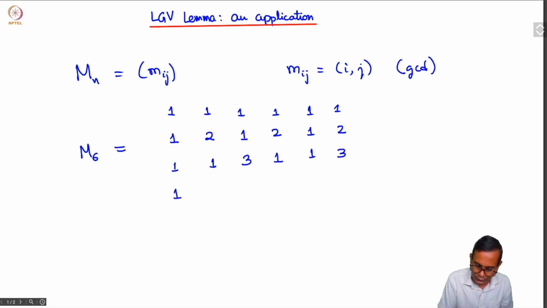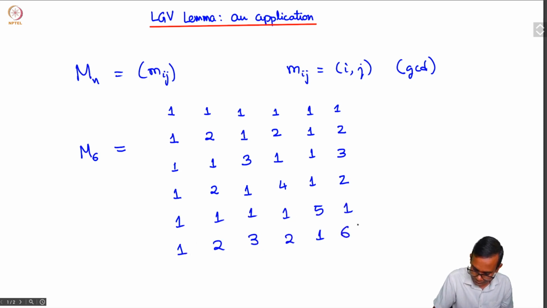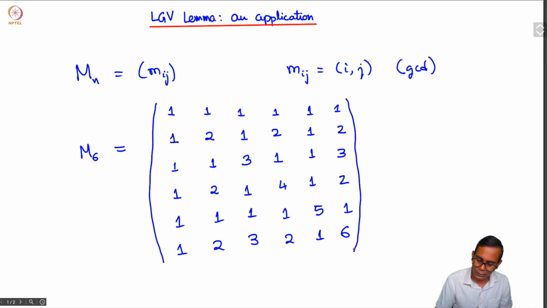And for 4, the GCD of 4 with 1 is 1, 4 with 2 is 2, 4 with 3 is 1, 4 with 4 is 4, 4 with 5 is 1, and 4 with 6 is 2. For 5, it is just 1, 1, 1, 1, 5, 1, and for 6, it is 1, 2, 3, 2, 1, 6. So this is the matrix. If you like, you can compute the determinant of this matrix, say using a computer, and you'll see that the determinant of this matrix is 32.